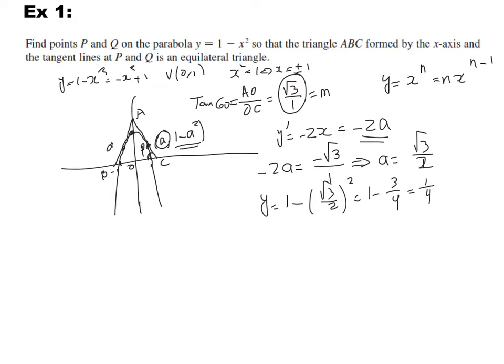So this means that my first point P has the coordinates square root of 3 over 2 and 1 over 4, and point Q, which is the reflection of point P on the y-axis, is going to have the coordinates negative square root of 3 over 2 and 1 over 4.